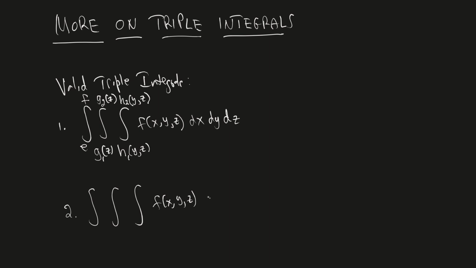Let's say we do the order dz, dx, dy. Why would we do that?